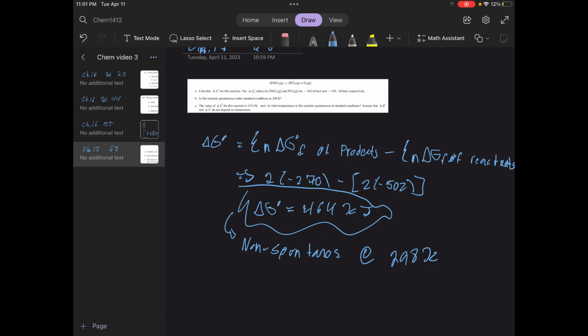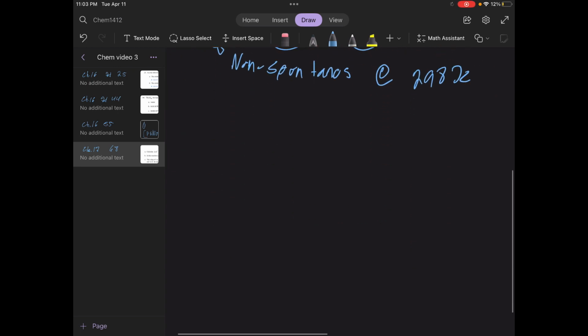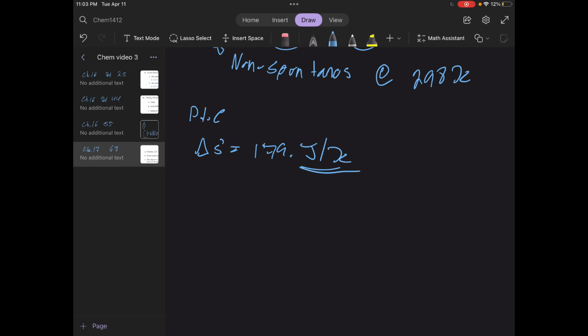The value of delta S of the reaction is 179 joules per Kelvin per mole. At what temperature is the reaction spontaneous at standard conditions? Assume that delta H naught and delta S naught do not depend on temperature. So first, for part C, we're given S naught equal to 179 joules per Kelvin. And remember, this isn't in kilojoules, so we're going to do a conversion later on, but remember this is in joules per Kelvin, not kilojoules.